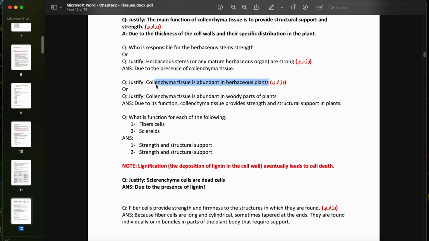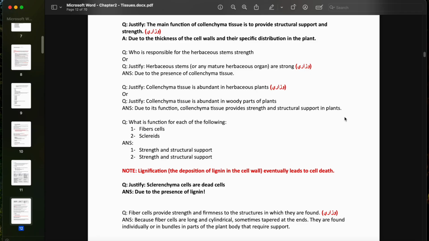Let's look at the question here. They're telling you to justify that the parenchyma tissue is abundant in herbaceous plants. It sounds weird, I know, and the answer is actually weirder. You just say, due to its function, parenchyma tissue provides strength and structural support in plants. So due to its function, it is found in herbaceous plants. It's weird, but we cannot do anything about it. Those are the questions that we have.